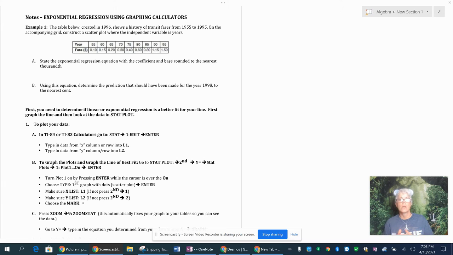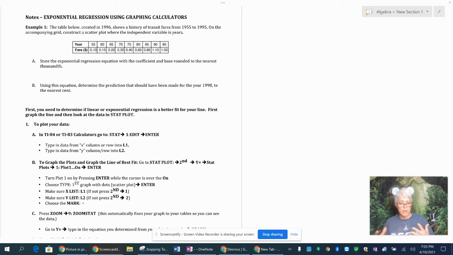Hey guys, today we're going to learn how to put an exponential function into your calculator. Now I have pulled up here your notes for using a calculator. If you want to use a graphing calculator, you can just follow these notes. It's pretty easy, but it's even easier with DESMOS. So that's what we're going to use today.